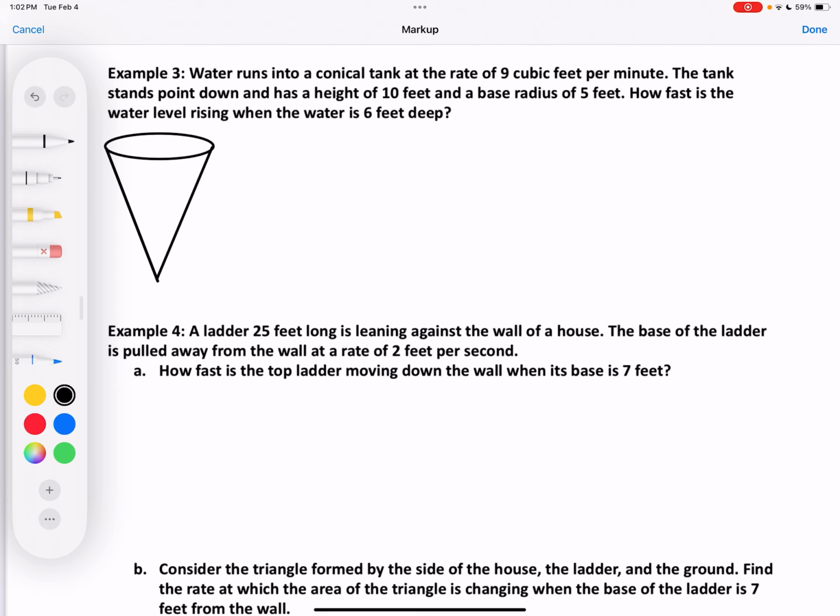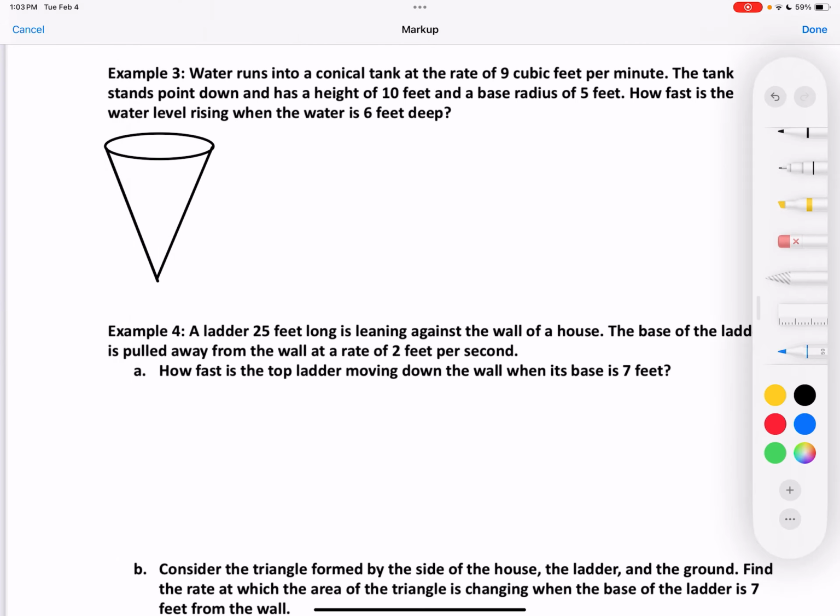All right, so we've got water running into a conical tank at the rate of 9 cubic feet per minute. The tank stands point down and has a height of 10 feet and a base radius of 5 feet. How fast is the water level rising when the water is 6 feet deep? Okay, so I want to know how many cubic feet per minute the water is running. I just want to know that.